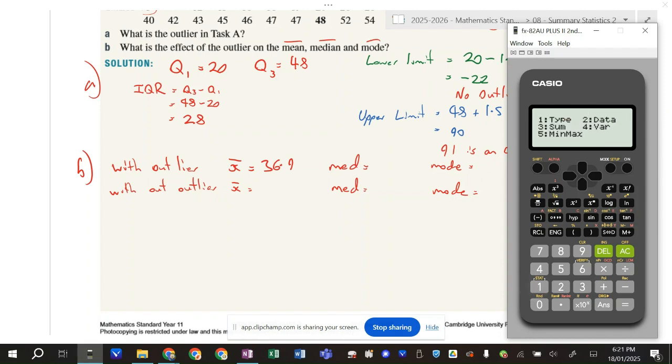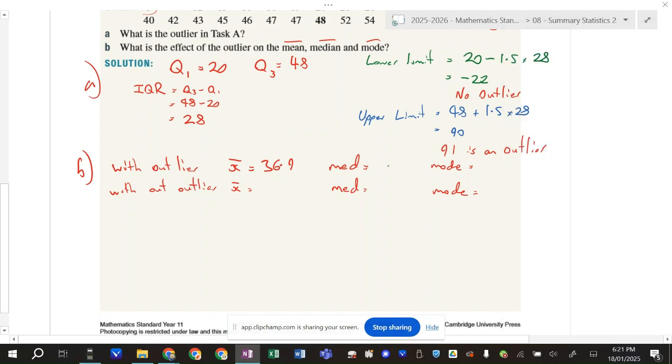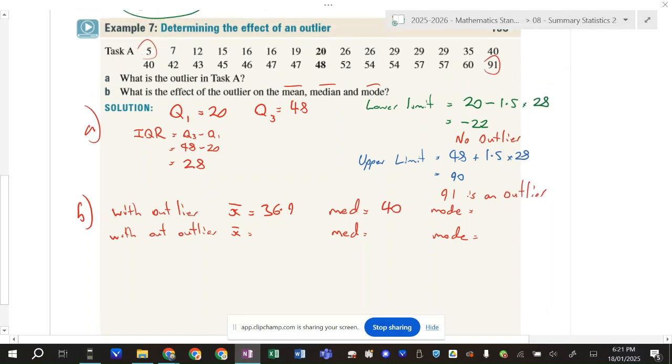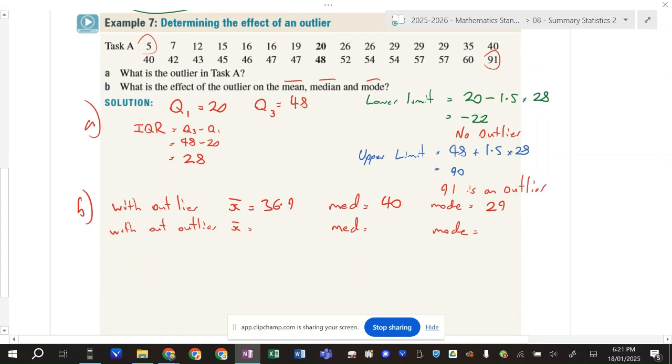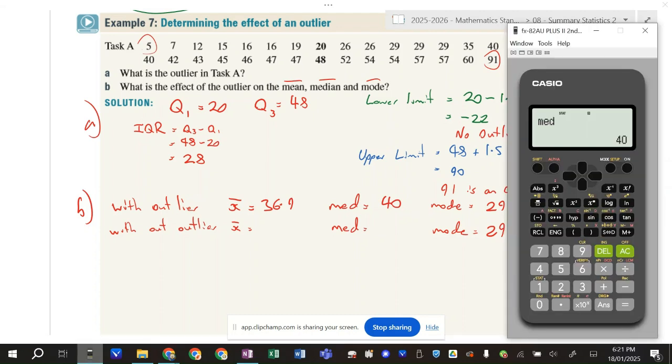Now back to the calculator. We'll go Shift 1. We'll go to the min-max because the median is in there. It's number 4. We go bang. And the median on this one is 40. Now the mode is just which number occurs most often. So if you have a look, the number that occurs most often is 29 because it appears 3 times. Okay. Now let's have a look without the outlier. Well, for a start, the mode's going to stay the same, because 91 is the one we're going to get rid of. So it's not going to affect the mode.